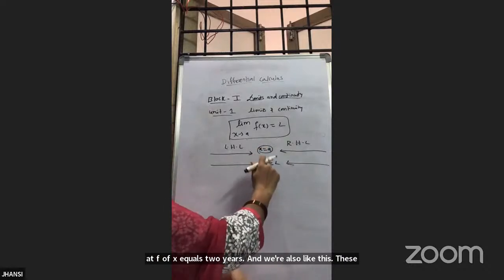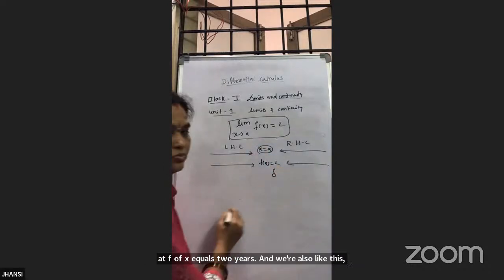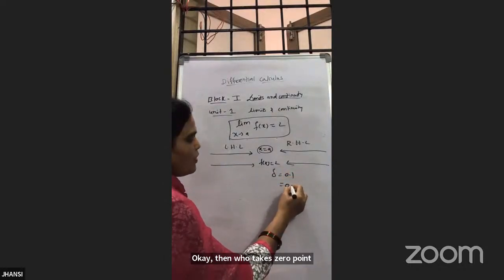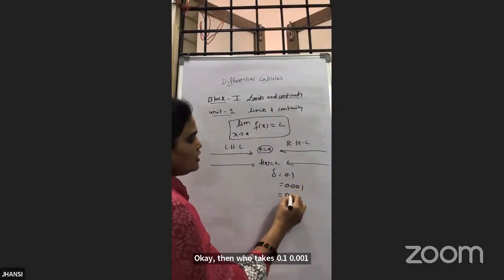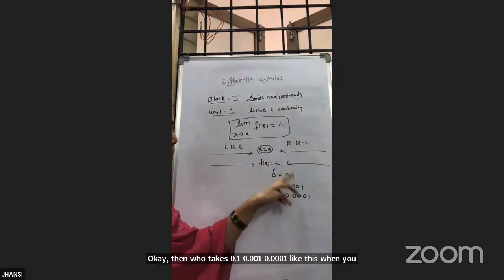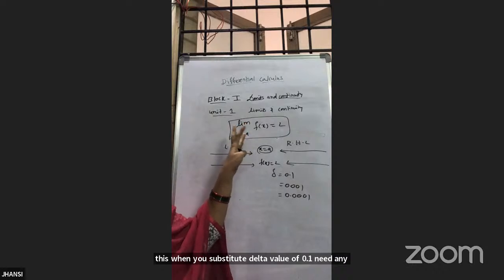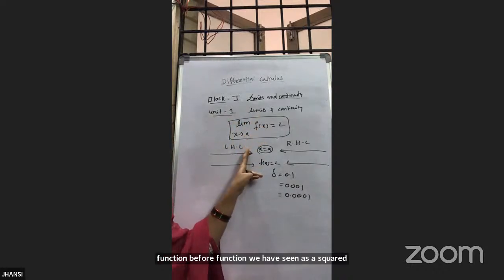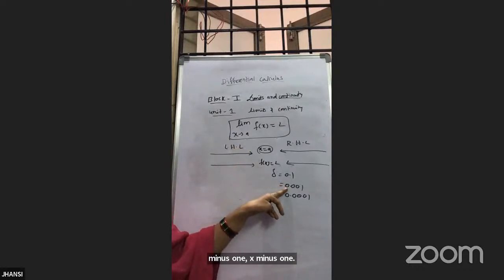These two concepts will depend on the delta value. The delta value you can take as 0.1, 0.001, 0.0001, like this. When you substitute the delta value as 0.1 in any function, as we have seen before, x square minus 1 by x minus 1, you will get one value here. If you take another delta value, you will get another value here. That means x is tending to 1, no?